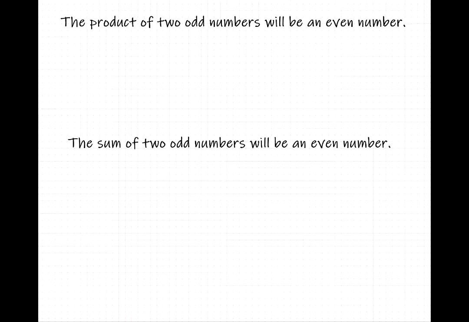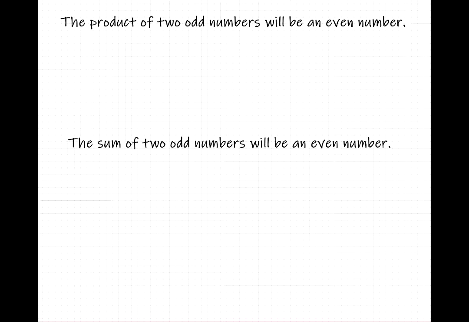Okay, so let's look at the first one. The product of two odd numbers will be an even number. Now, what we want to do here is either prove or disprove these statements. It's a lot easier to disprove a statement because to disprove a statement, you only need one counterexample.